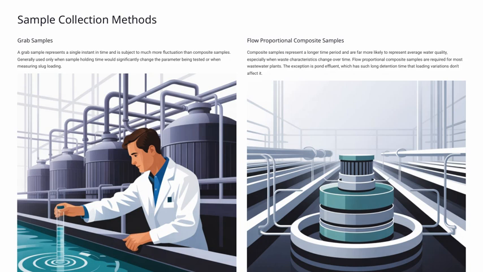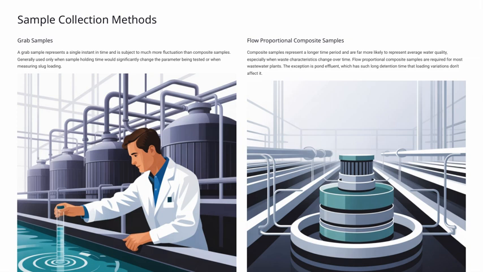This type of sample captures a single moment in time, so it's very useful for understanding conditions at that exact point. However, because it only reflects one instant, it can fluctuate quite a lot, especially compared to composite samples. That's why we usually reserve grab samples for situations where the sample needs to be analyzed quickly, or when the parameters change rapidly over time, like measuring slug loading, or when sample holding times are limited.